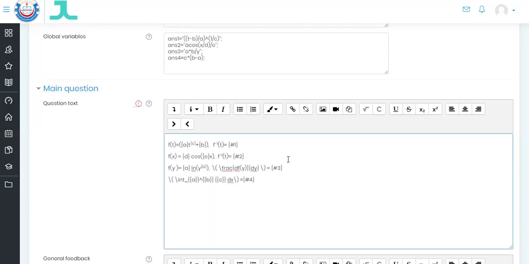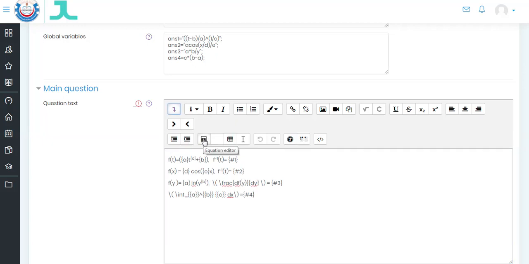The third problem now, f of y equals a times ln y to the exponent of b. Also a is randomized and b is randomized. Now we want the derivative, df of y by dy. This has been written in LaTeX, and you can write it using the equation editor. The answer is in placeholder number 3, and answer 3 is here.